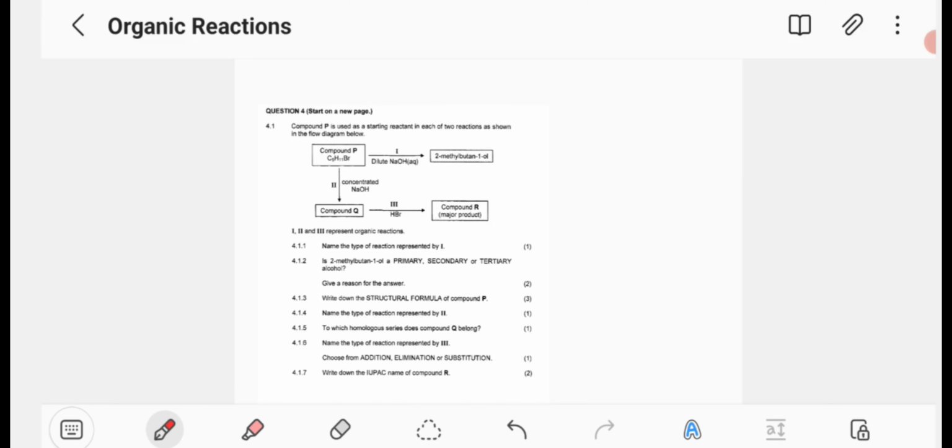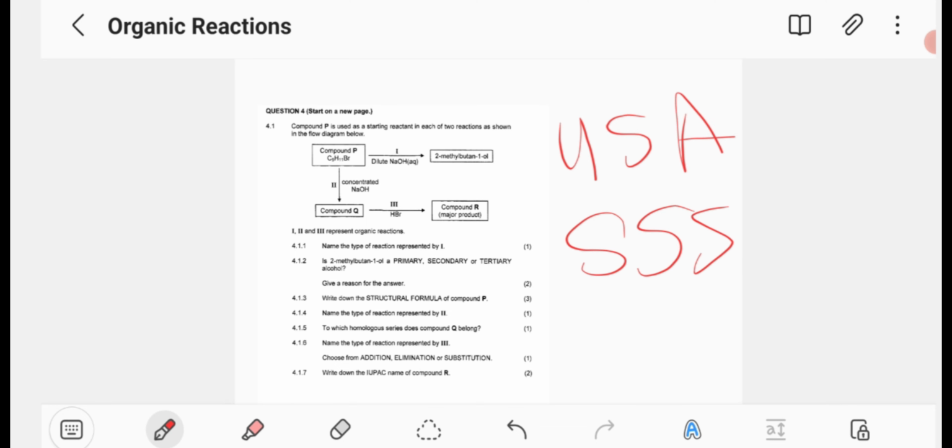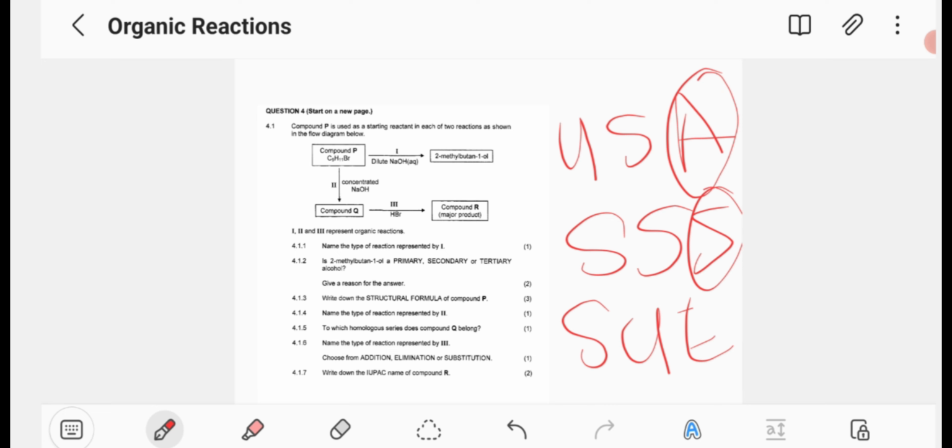Do you remember our abbreviations? I'm talking about the abbreviation USA, the abbreviation SSS, and the abbreviation SUE. Do you recall those? This will be for addition, this will be for substitution, and this will be for elimination reactions. But what does the US mean?